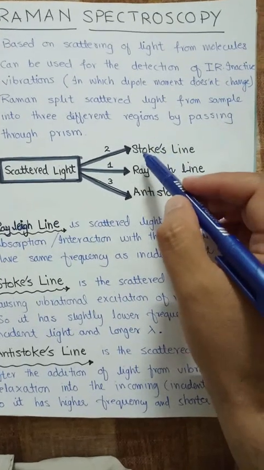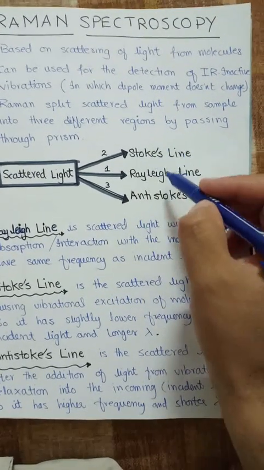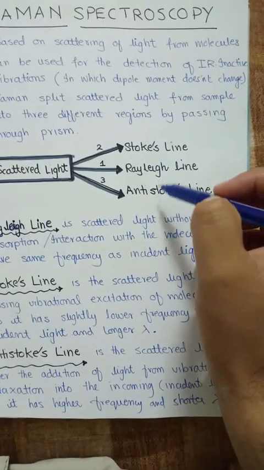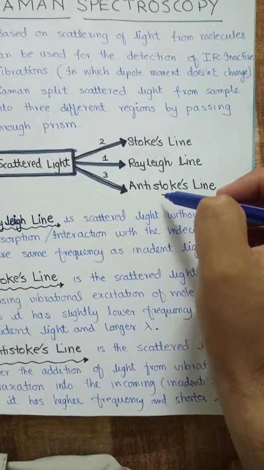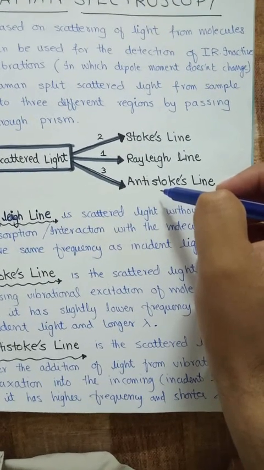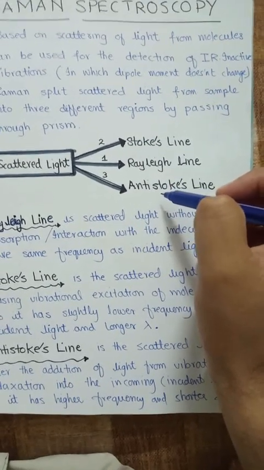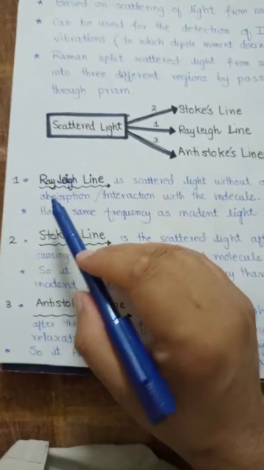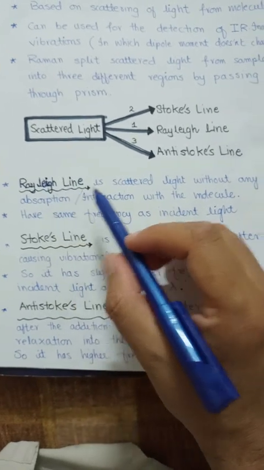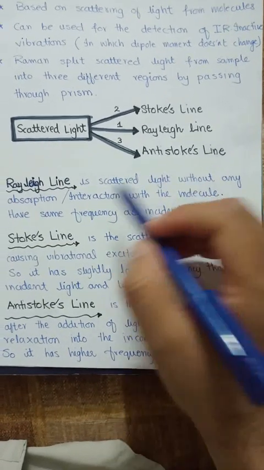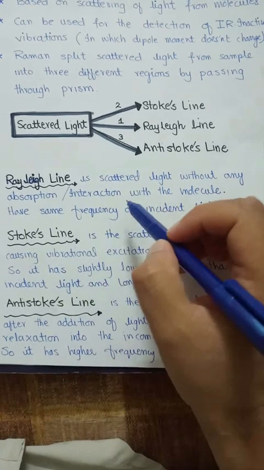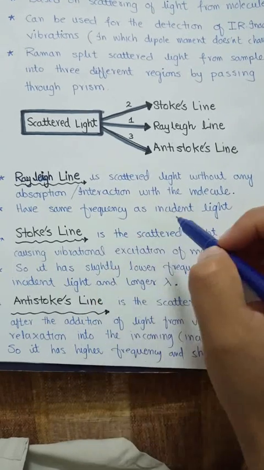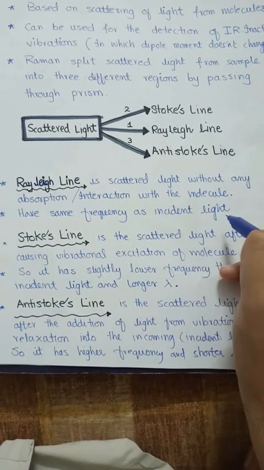The name Stokes line is due to the shifting of the scattered light towards longer wavelength, and anti-Stokes is due to the shifting towards shorter wavelength. Now we discuss each one by one. First is the Rayleigh line. It is scattered light without any absorption or interaction with the molecule, so it has the same frequency as the incident light.